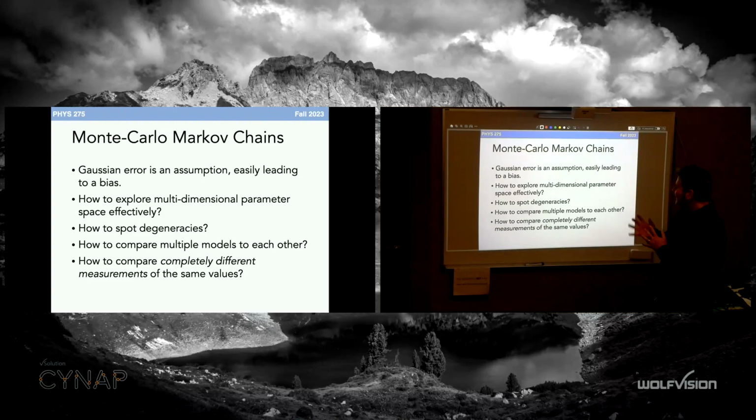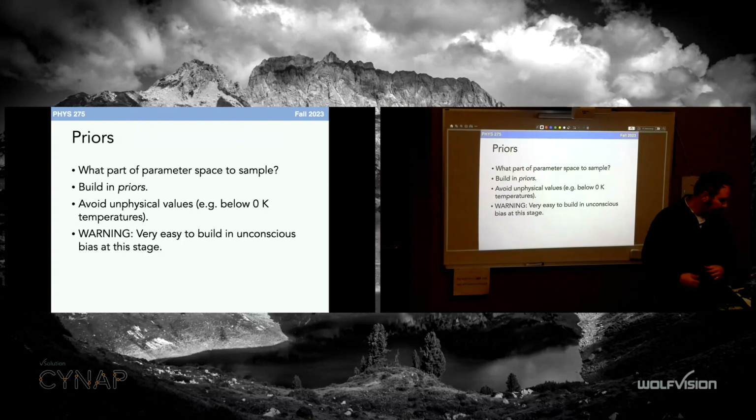How do we compare completely different measurements of the same value? Suppose I have one lab setup and another lab setup, and both are measuring the gravitational constant, for example. If their uncertainties are not neatly Gaussian and symmetric, how do I compare them? Okay. Priors. So what goes in?